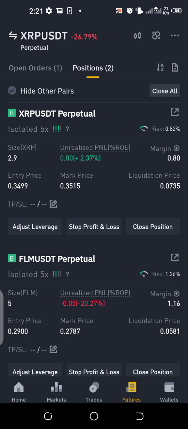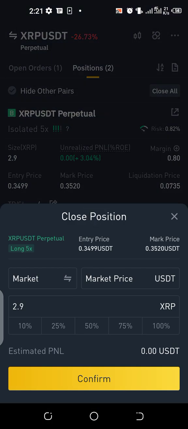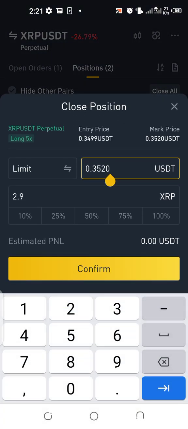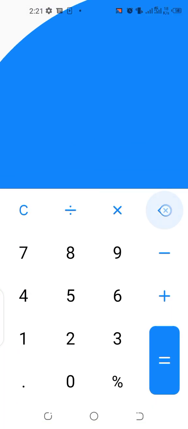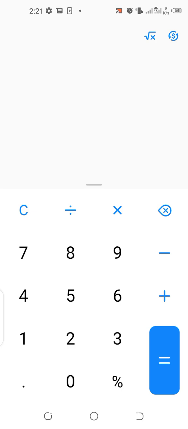Okay, alright, to calculate my profit, click on close position, market. 0.3499 is my entry price. What I want is a 5% increase. That's what the strategy entails. Just a 5% increase in the price of the coin. If it's in 10 times leverage, that will give me 50% profit. If it's in 5 times leverage, that will give me 25% profit.